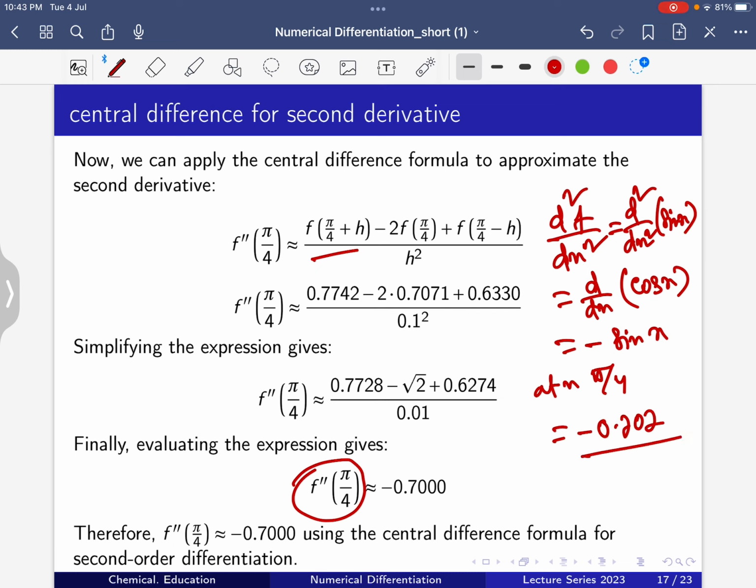Now you can see that the second order derivative is nearly the same. And also if you take the difference, the difference is also very small. So this is the one type of problem.